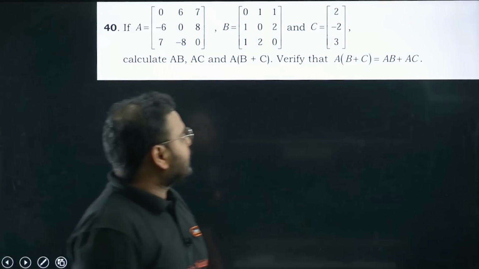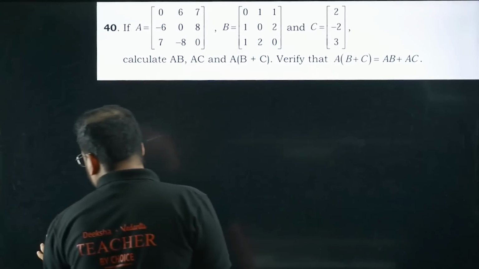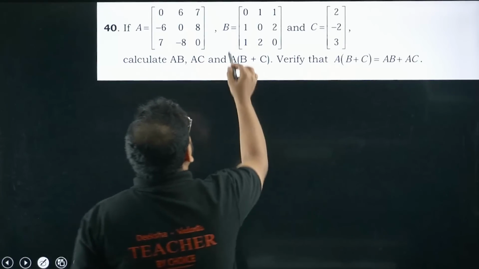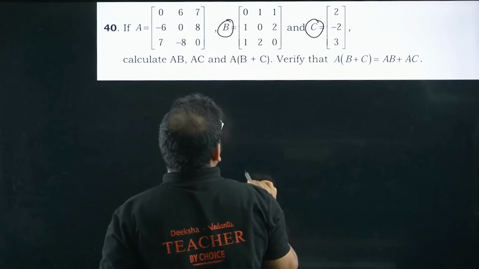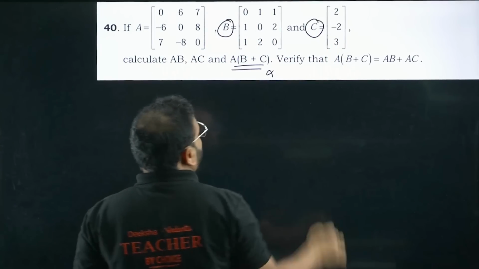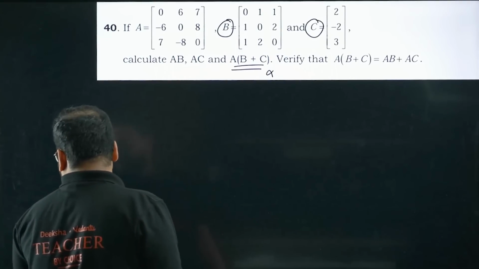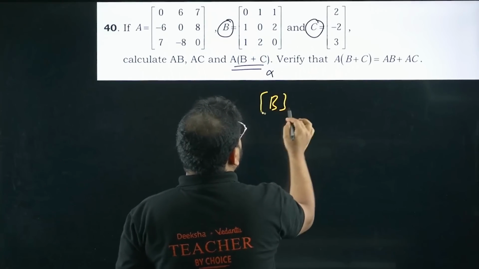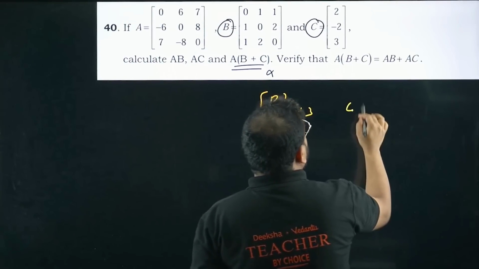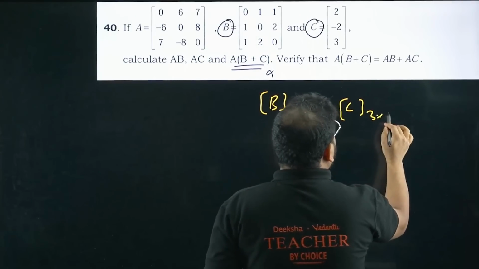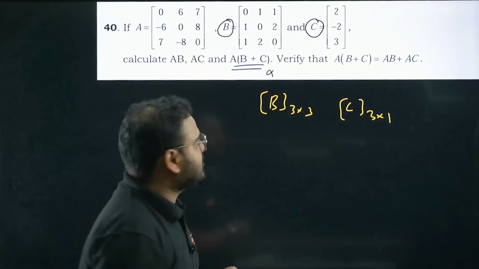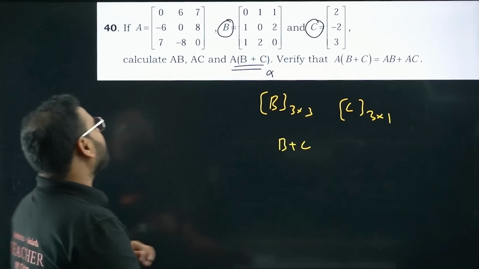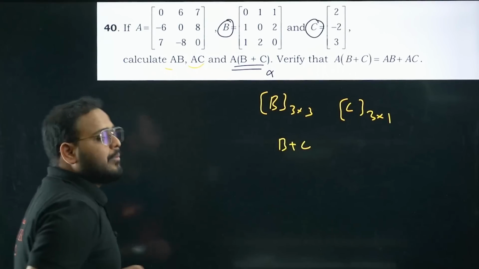Moving on now. Question number 40. There's a change over here, I think there's a mistake. I don't know how this happened, but please have a look. B plus C is not possible. You can't solve this. Order of B is 3 cross 3 matrix, and order of C is 3 cross 1 matrix. Can you add B and C? You cannot. You can multiply AB and AC, but you cannot add B and C.